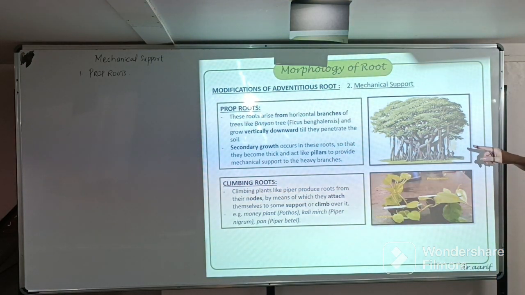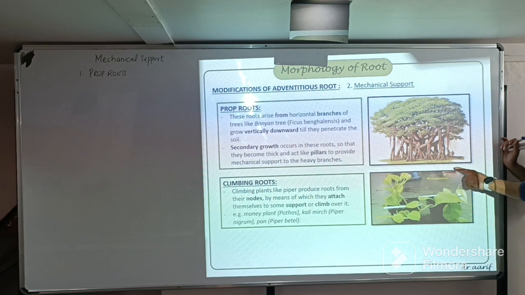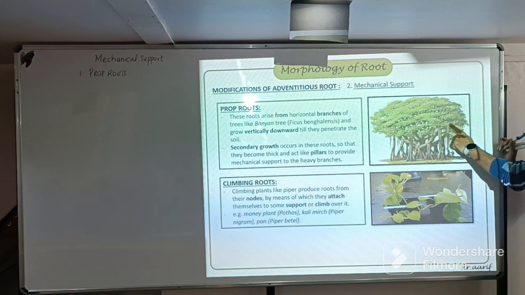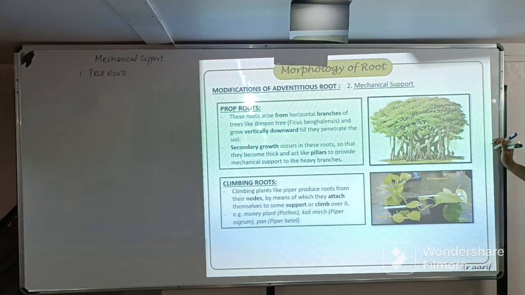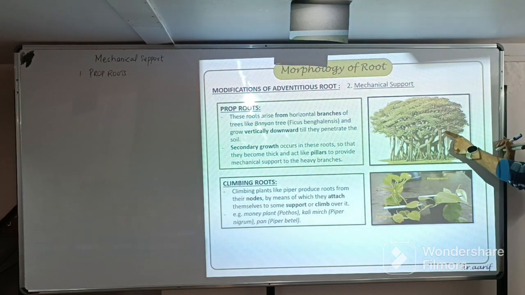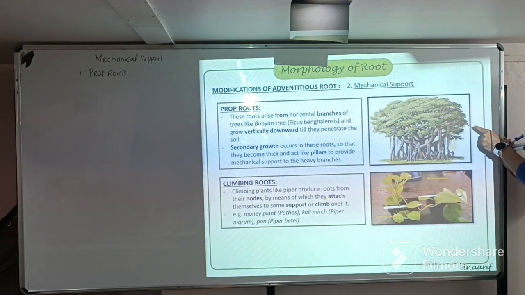So you find that from the branches of the trees, there are certain roots which are arising and they are growing vertically downwards, and they are penetrating into the soil. So don't you think they look like pillars? Or columns which are supporting the branches? That is why these roots are called prop roots. Roots like pillars, roots like columns which help to support the canopy. They give mechanical support to the heavy branches.